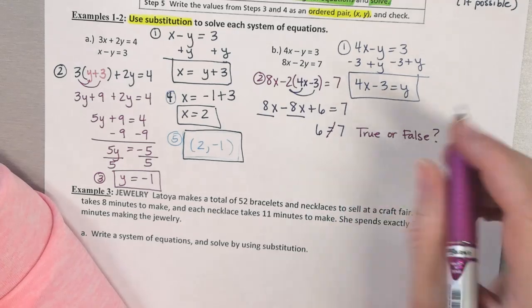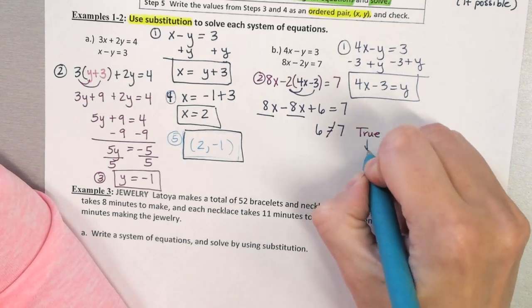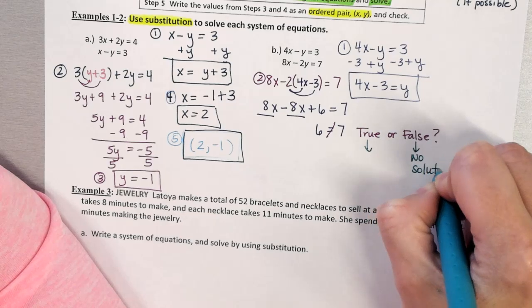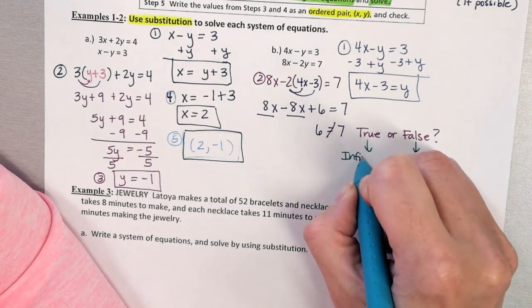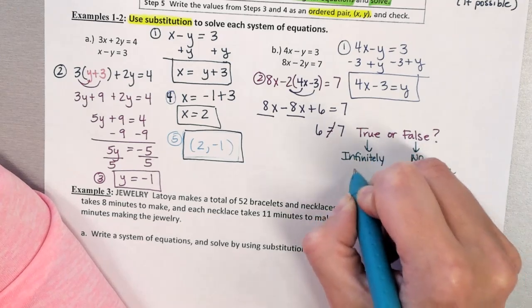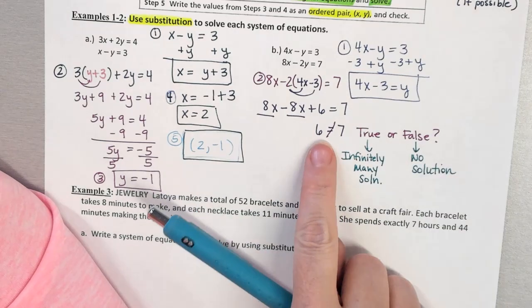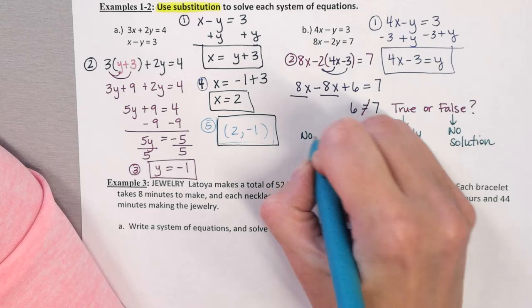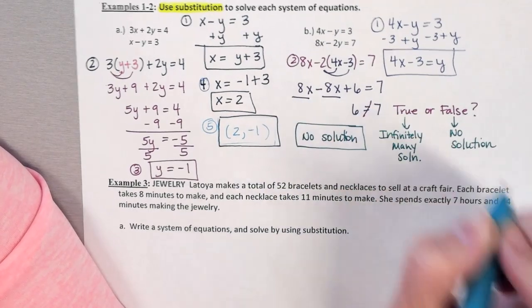Do you guys think you know what that means we're going to write for our solution? No solution is correct. Okay, if it was true, do you guys know what you'd write? No, because how many solutions? Infinitely many. Good. So remember we talked about that yesterday, infinitely many solutions. So if this was a true statement, that's what you'd have. Because it's a false statement, you are going to write no solution. Okay, that is your final answer.